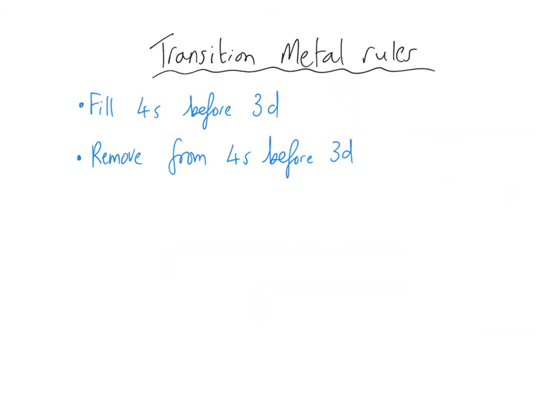Now, as I've already said about transition metals, there are 2 rules about the transition metals. You always put the 4s electrons in before you put the 3d in, although you do usually write the 3d first as you're listing them, and then you remove the electrons from the 4s before the 3d. So that's relevant if you're working out the electronic structure of some particular transition metal ions.